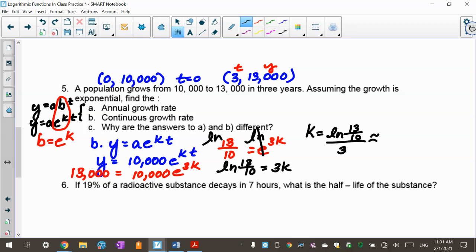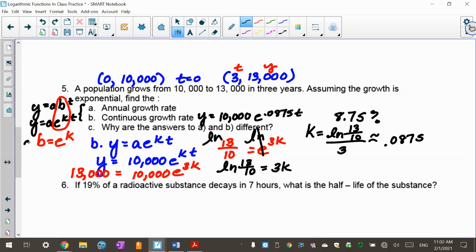That actually comes out to be 0.0875. So my continuous formula really is y equals 10,000 e to the 0.0875t, and that means my continuous growth rate is 8.75%. So I actually found B.